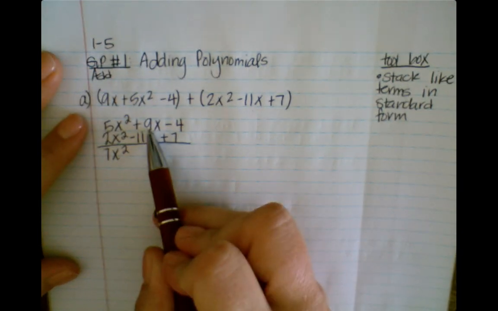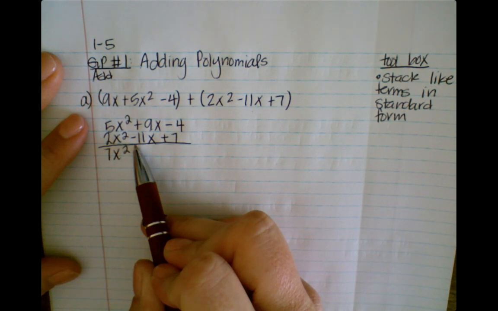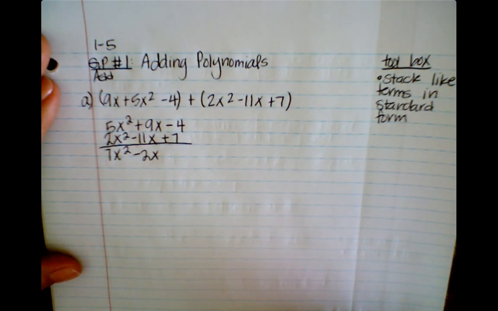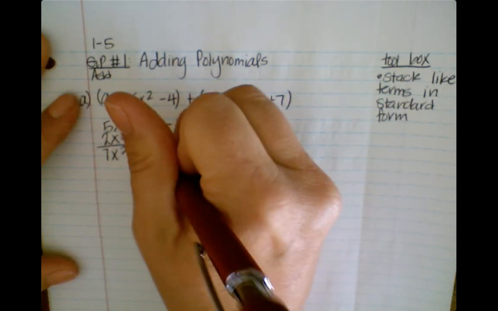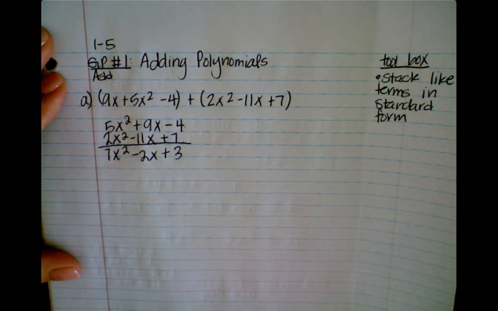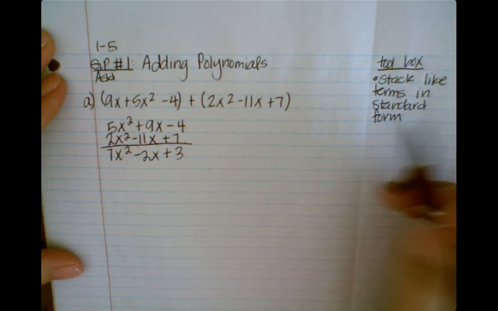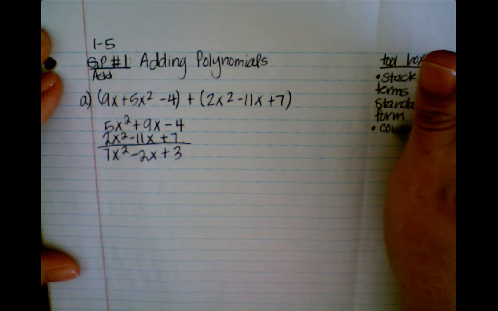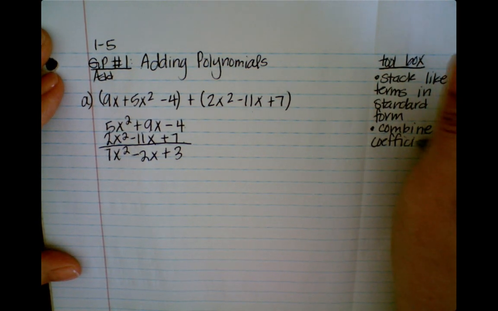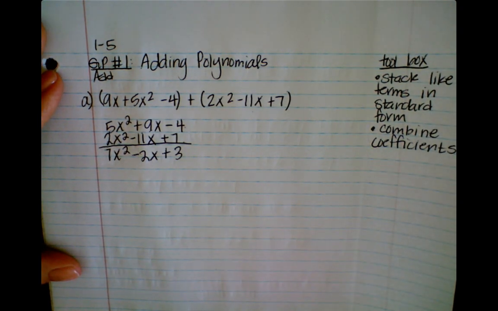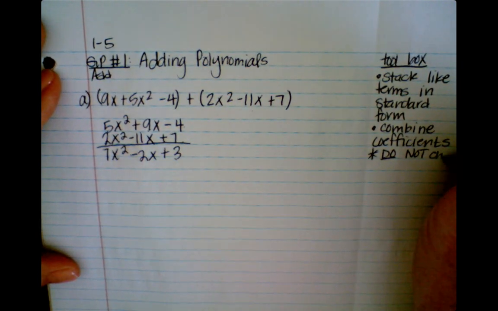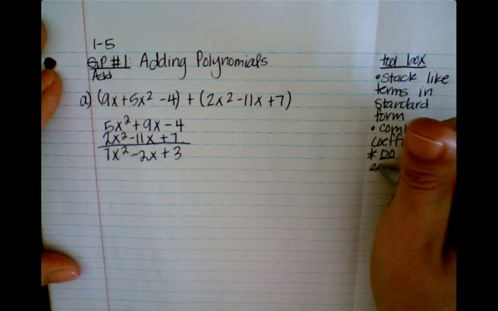If you have a positive 9x and a negative 11x, 9 minus 11 is going to give us negative 2x. And then negative 4 plus 7 gives us a positive 3. So we stack the like terms in standard form, and then from there, we simply combine the coefficients of each term. Again, do not change exponents.